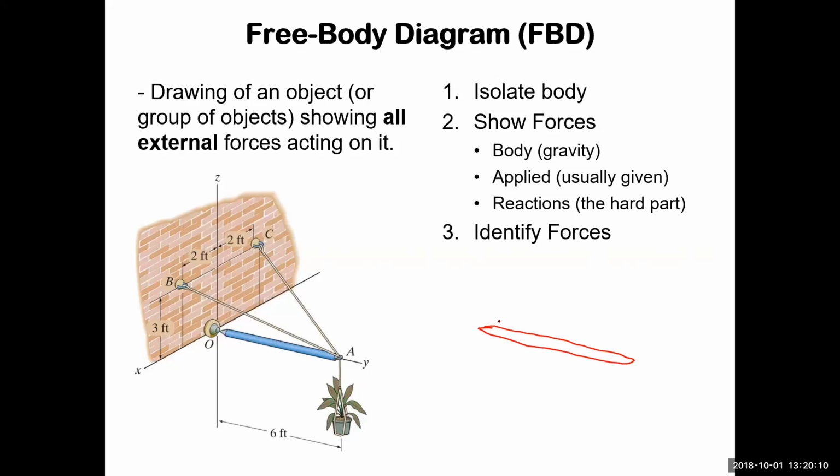So one obvious force is going to be the weight of the planter, right? So here at A, we're going to have the weight, P, the weight of the planter. And this you could do as a Cartesian force vector with just a single component J.